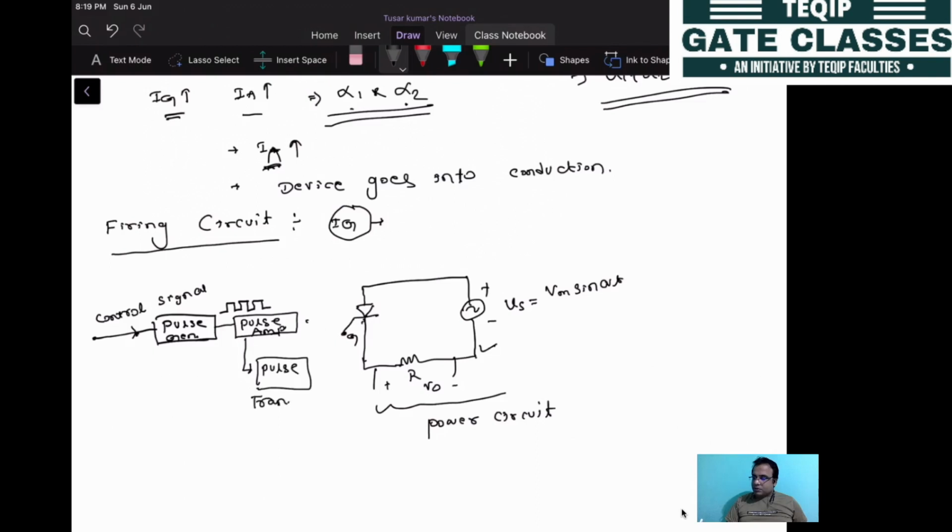So what is the purpose of the pulse transformer? It is used to give isolation. If you have studied transformers, the pulse transformer will just isolate the low power pulse signal from the high power circuit. That signal will be applied here. So this pulse signal will switch on the device in reference to the power circuit. This is what is called the driver circuit.